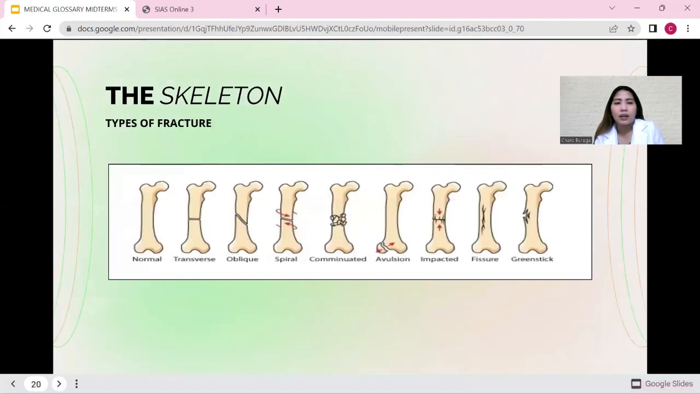Okay. And the skeleton, ito, types of fracture. Ito yung sinasabi ko sa inyo. This is the normal. Transverse, of course, ayan. The oblique, ayan. Tandaan itong mga to, oblique, diagonal siya. Spiral, ibig sabihin, pabilog siyang ganon. Comminuted, ayan, bali-bali ang kanyang buto.